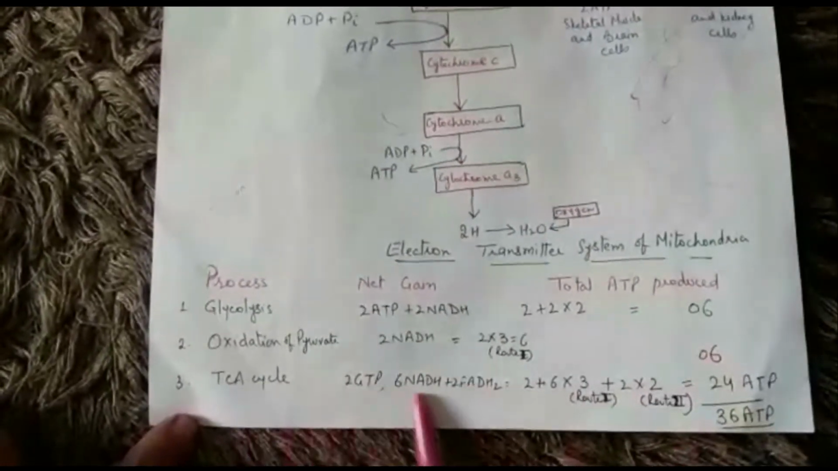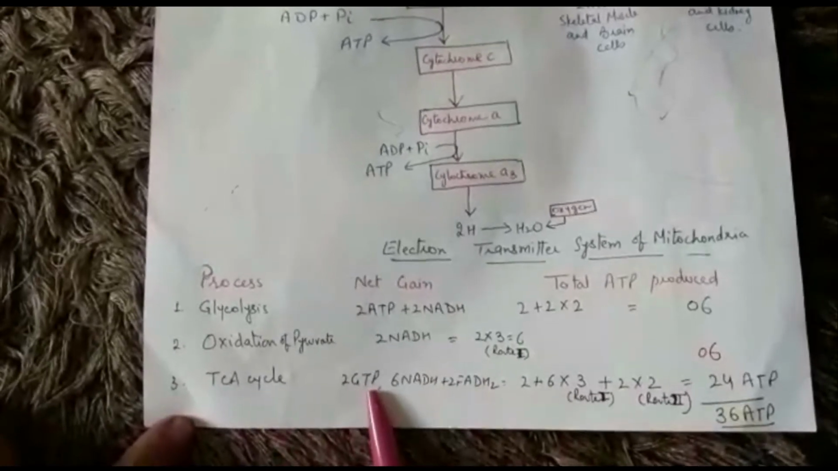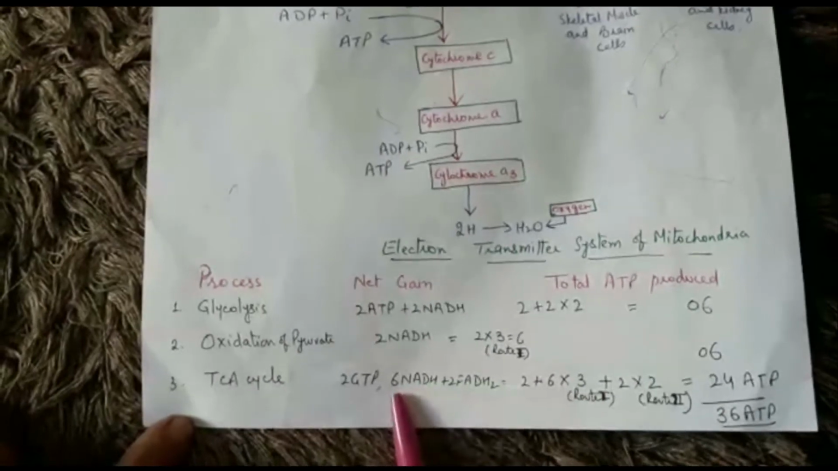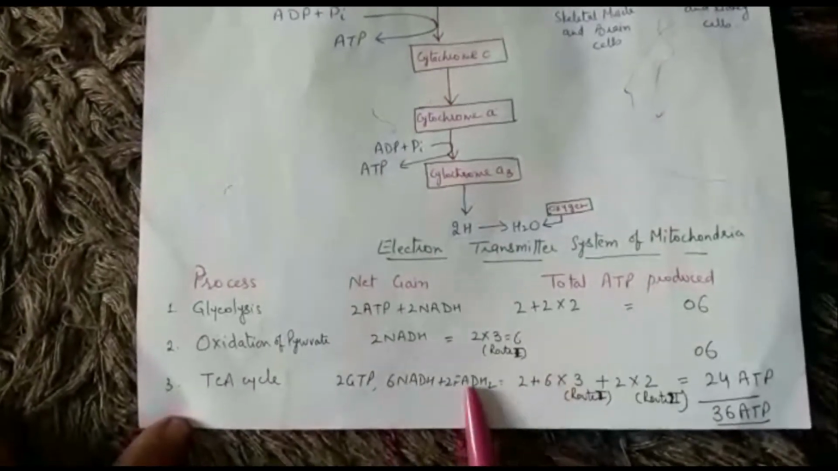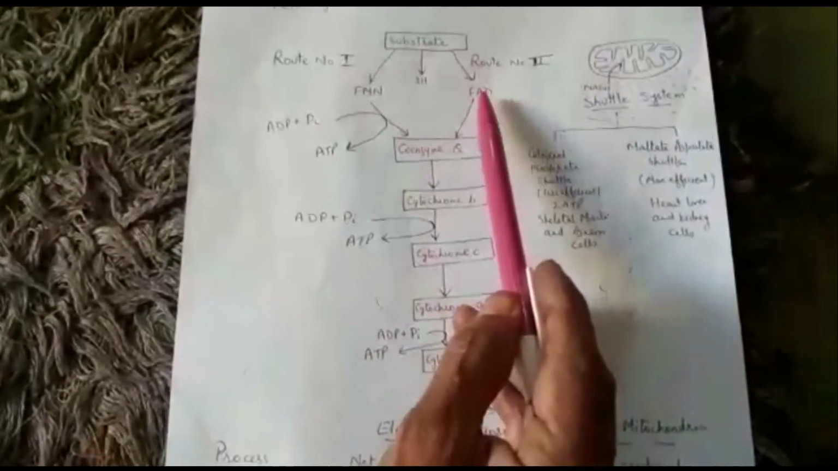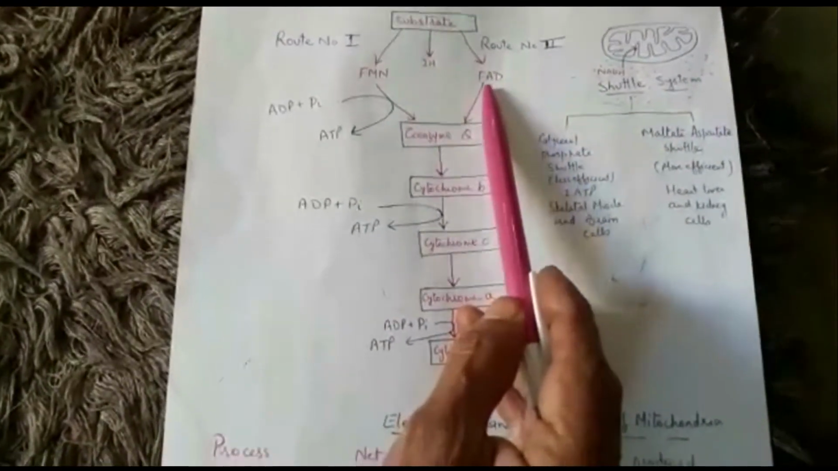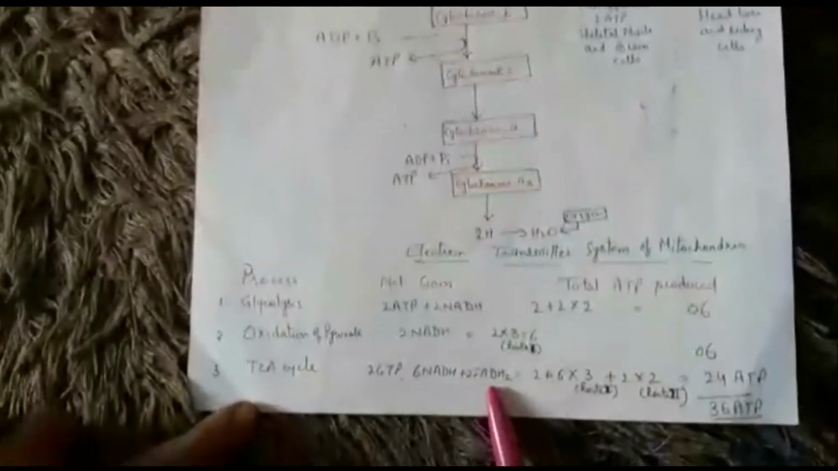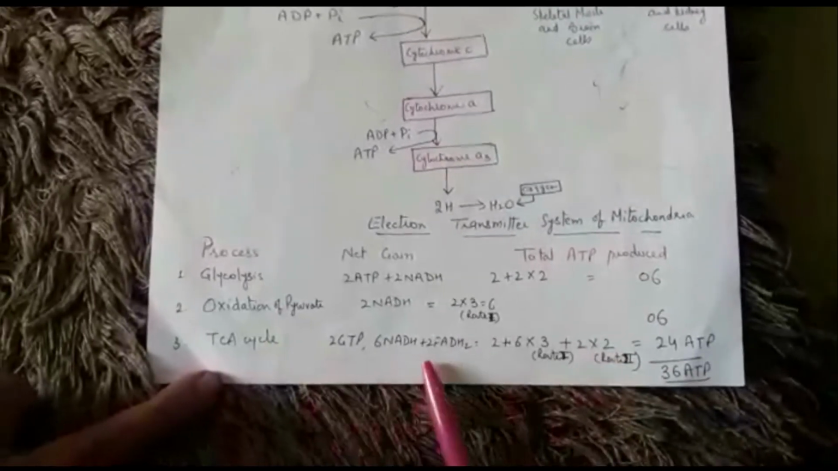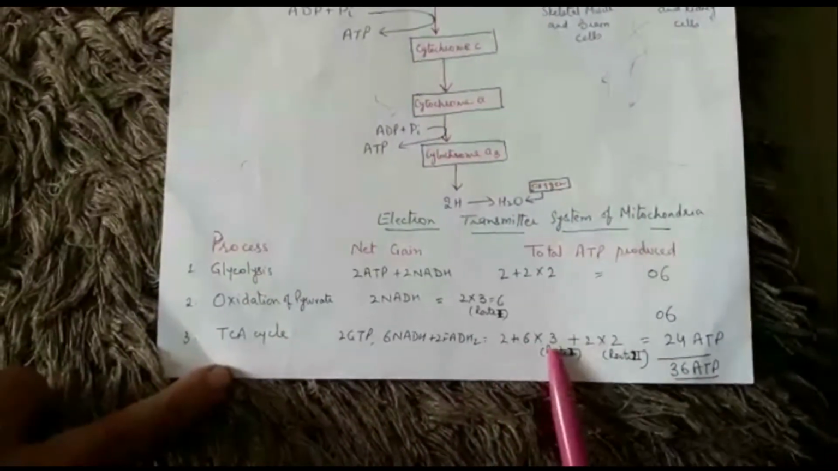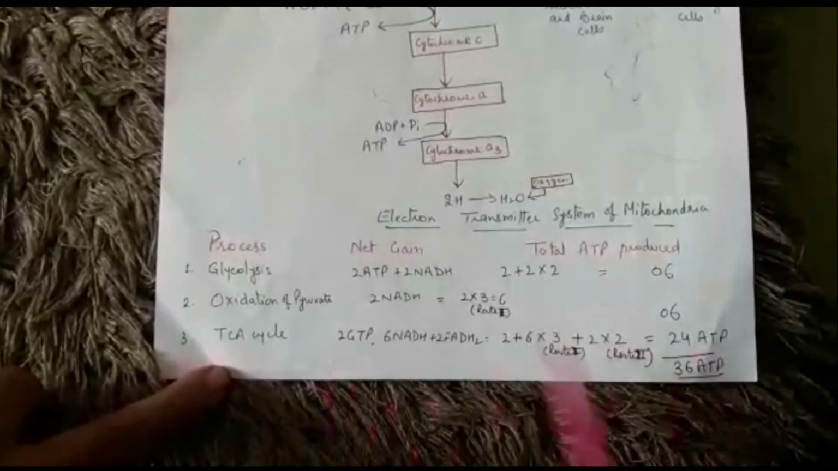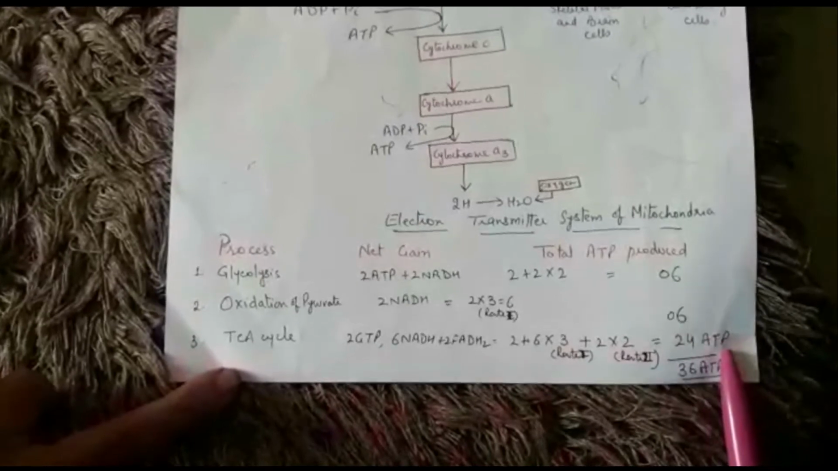In the TCA cycle, what was the net gain? 2 GTP, which are equivalent to 2 ATP. 6 NADH through route number 1 will produce how many ATP? 18 ATP. 2 FADH2 comes under route number 2, so naturally it will pass through route number 2. So they will generate how many ATP? 4 ATP. So what is the net gain of the TCA cycle? It is 2 plus 18 plus 4, that is 24 ATP molecules. So the TCA cycle in total generates 24 ATP.